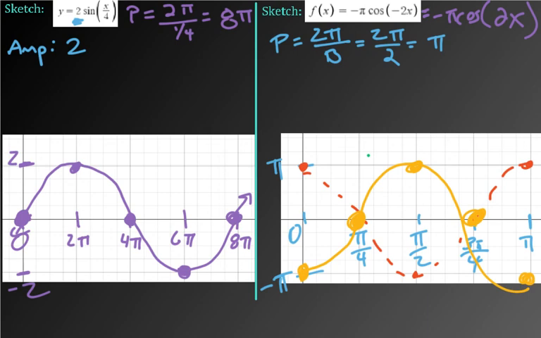That's all I'm looking for too. And again, I guess we should put some arrows just to represent that it keeps going. But these are wave functions that won't ever end. They have an infinite domain.